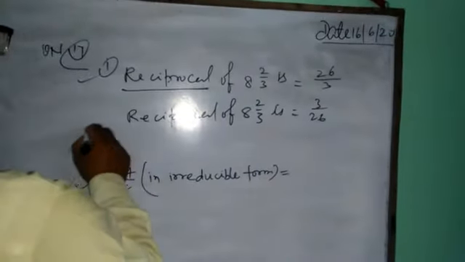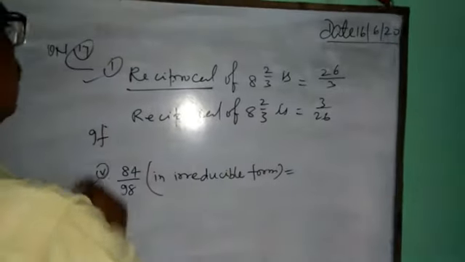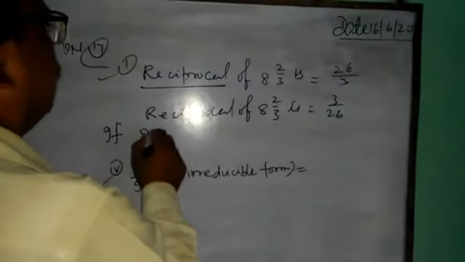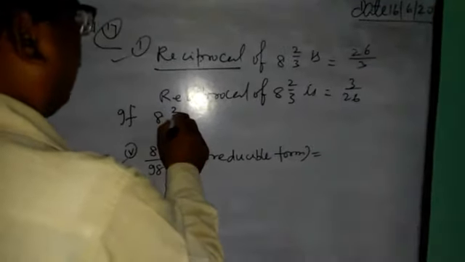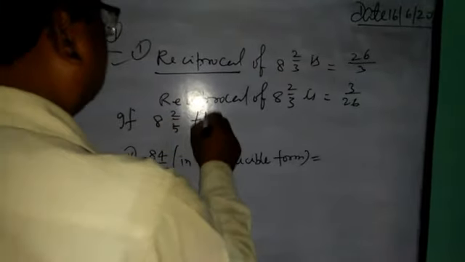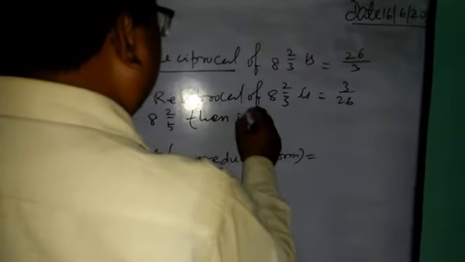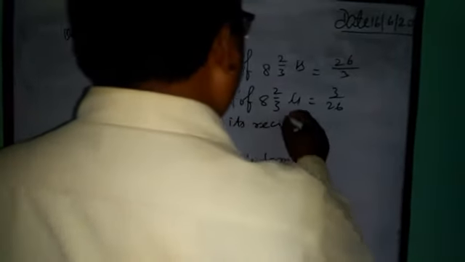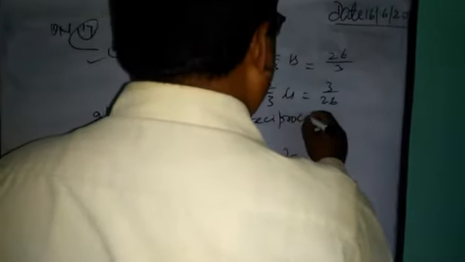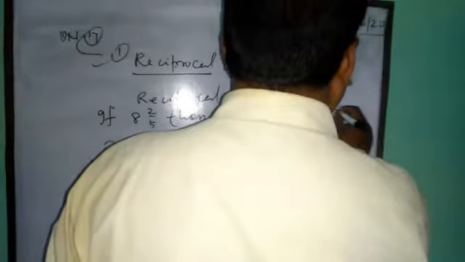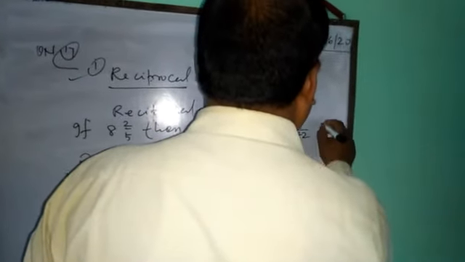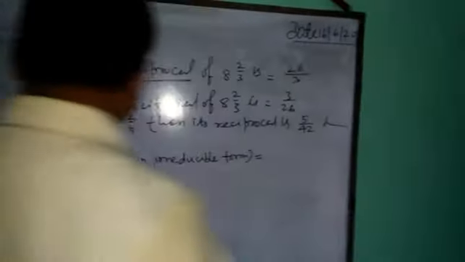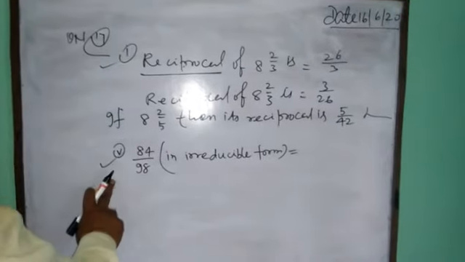If it is 8 whole 2 by 5, then its reciprocal is 5 by 42, answer.